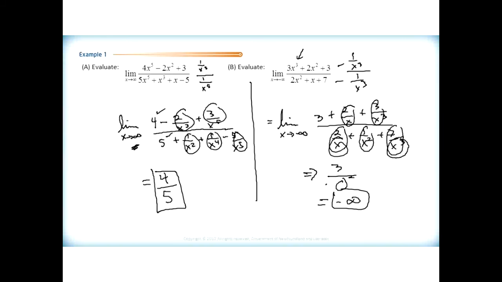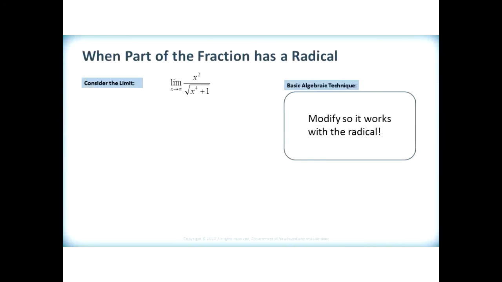Alright, let's check out what we have to do if, instead of just a rational function, I want to take the limit as x approaches infinity, only this time I'm dealing with x squared over a radical, the square root of x to the power of 4 plus 1.